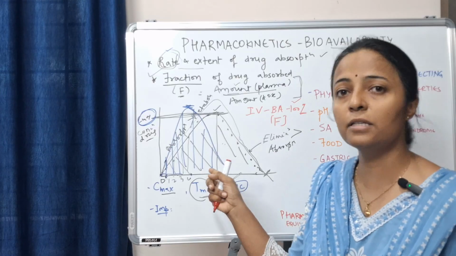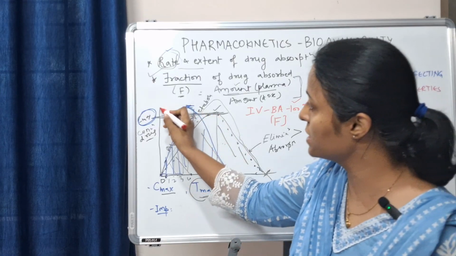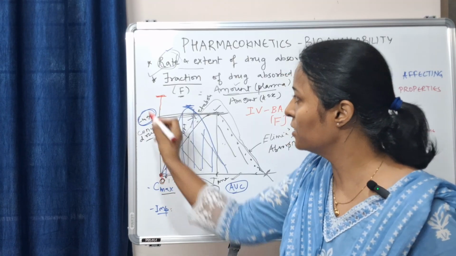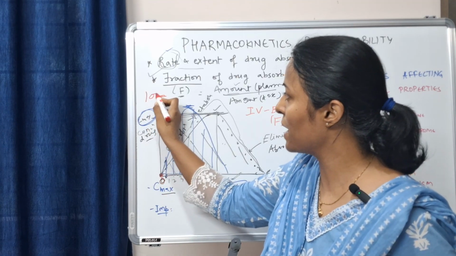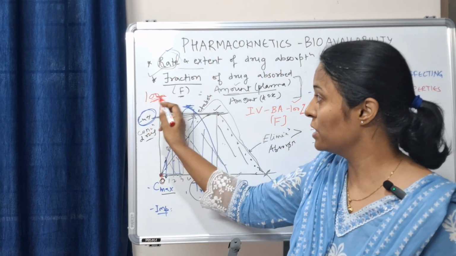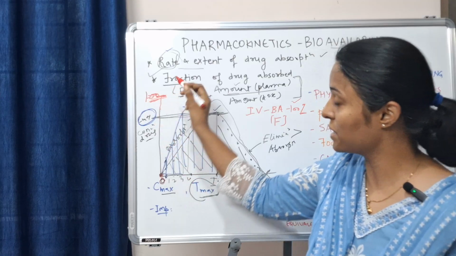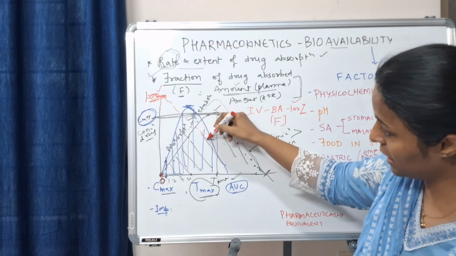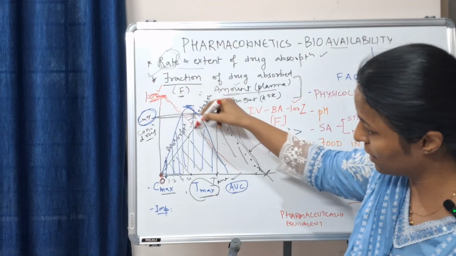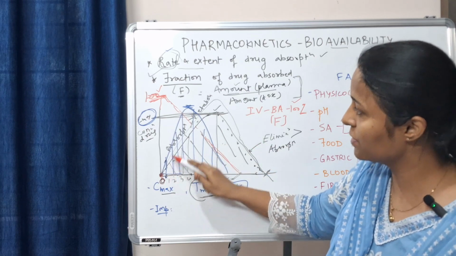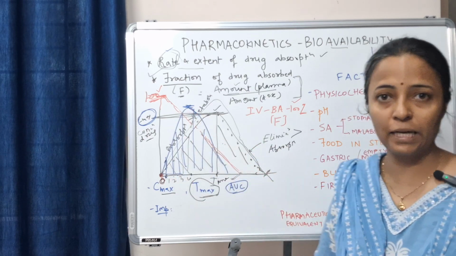So if we see this graph for IV route, it will start from here, because at time 0 you have administered the drug, and the Cmax, the concentration which is achieved, is the maximum, right? So it will be here, the Cmax is maximum, bioavailability will be 100%, and it will decline slowly, because the drug will also be metabolized or eliminated, right? But for other routes, always it will rise and then it will decline.